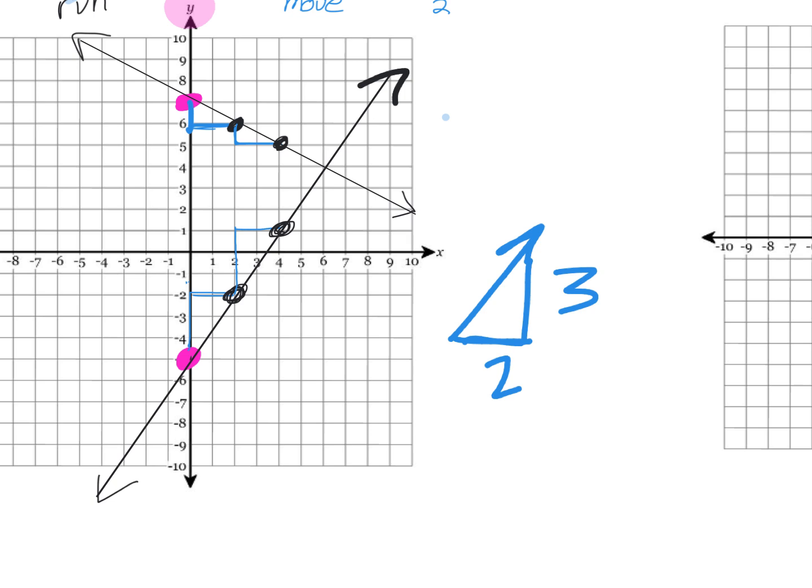The point of doing this is to see, okay, instead of crossing, can we use a different word? What's the big kid word for where they cross? If you don't remember, it starts with an I. Intersect.